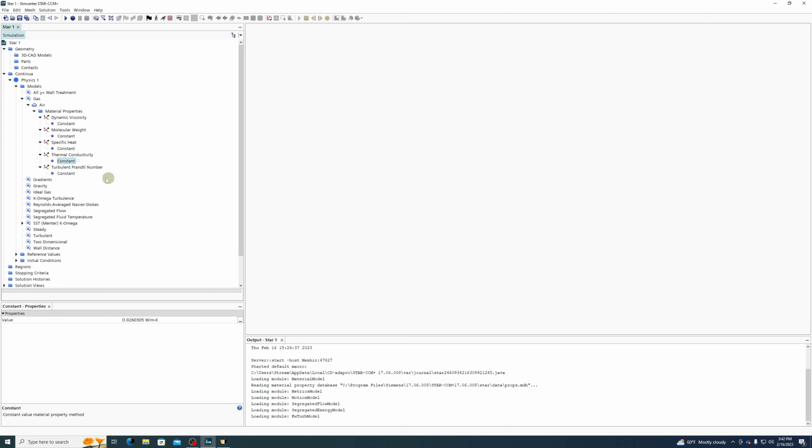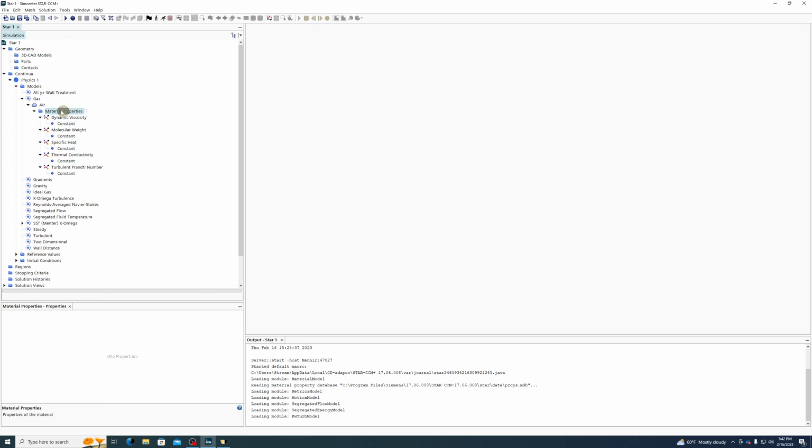Let's see here. Turbulent Prandtl number. You can either define it as a constant or you can let it vary over space in terms of a field function. Field functions are a more advanced topic. We're probably not going to get to them in this class.